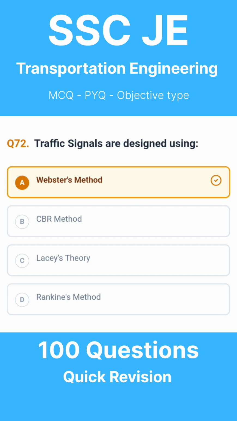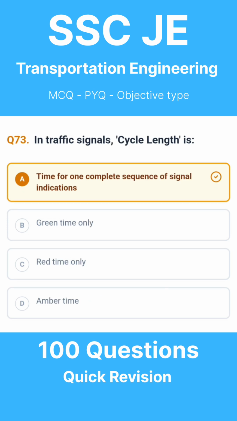Question 72. Traffic signals are designed using. The correct answer is Webster's method. Question 73. In traffic signals, cycle length is. The correct answer is time for one complete sequence of signal indications.